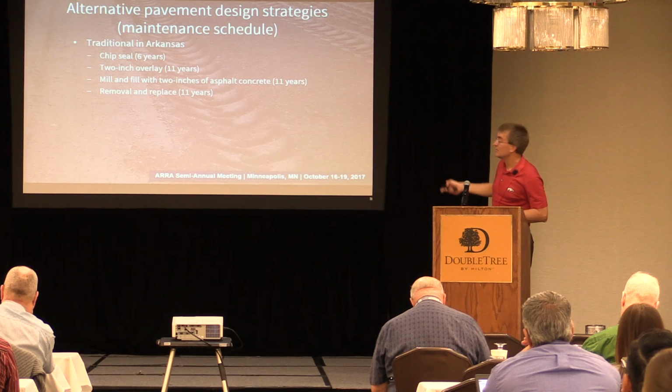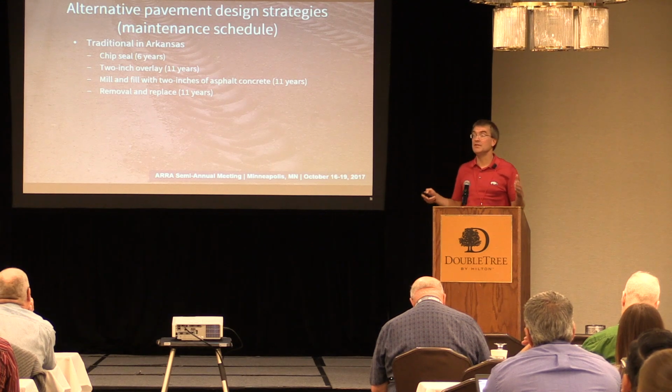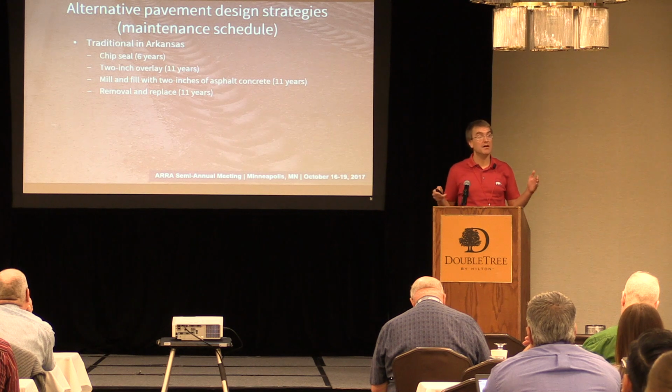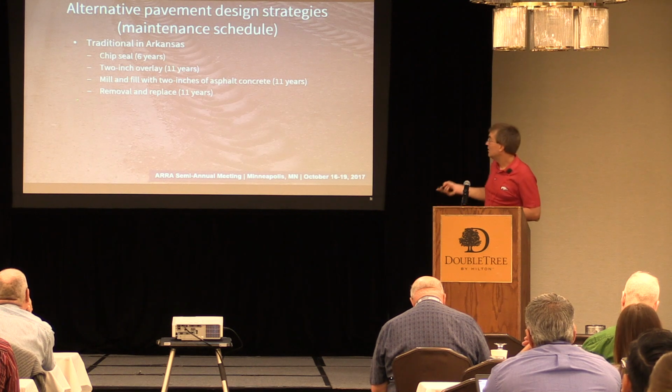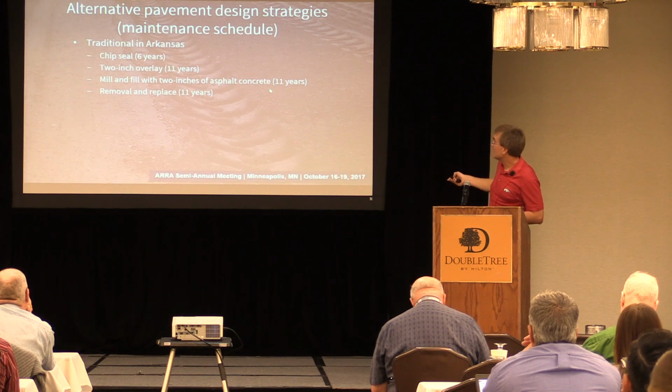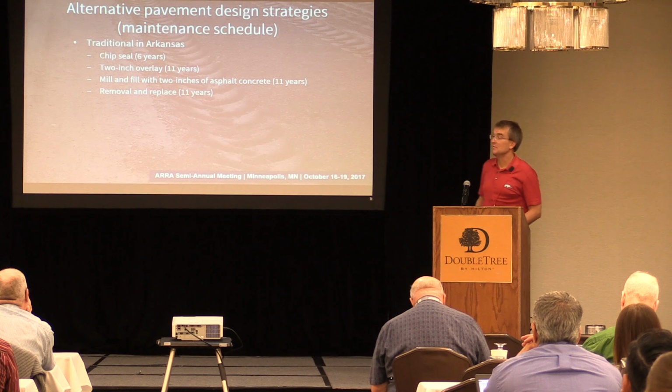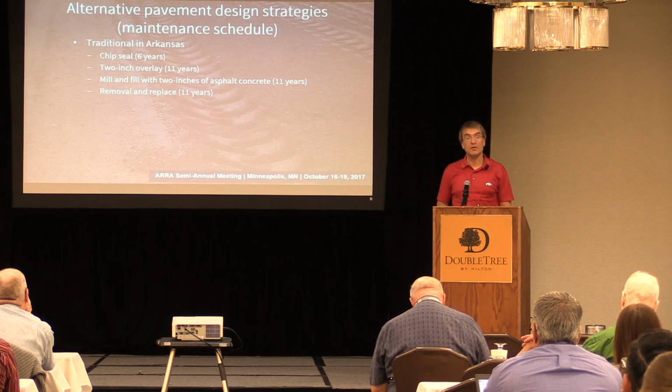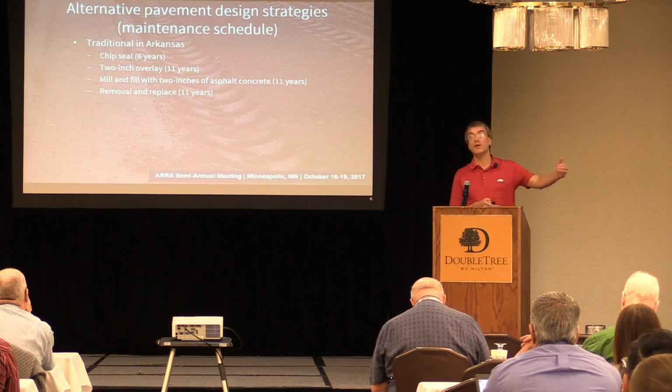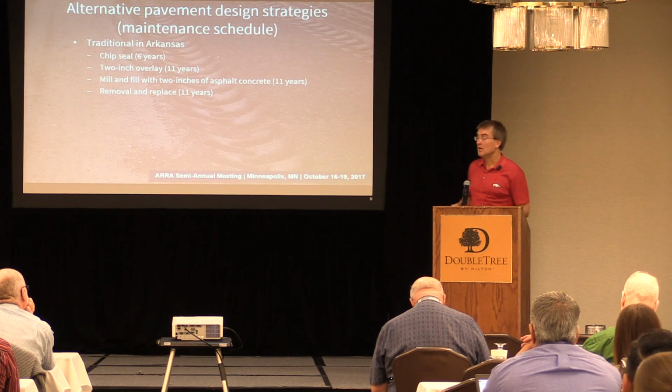For the 2-inch overlay, we assumed every 11 years you would have to place a 2-inch overlay. For the mill and fill, we assumed every 11 years you'd have to mill 2 inches and place 2 inches. And then for removal and replacement, we assumed every year we would mill and fill that remove and replace in order to maintain the roadway for 50 years. And we got these numbers.